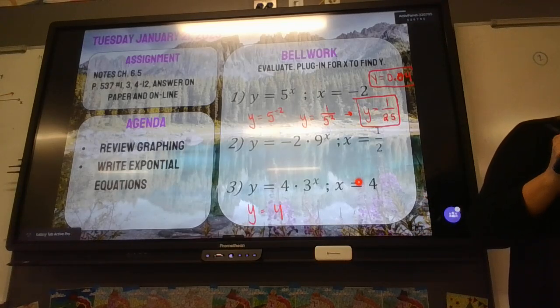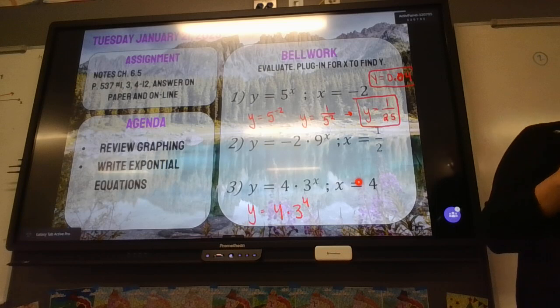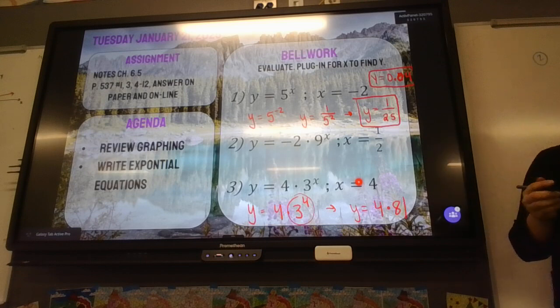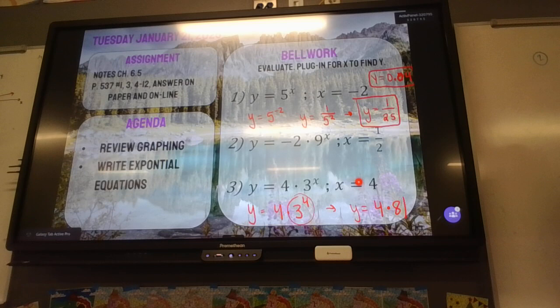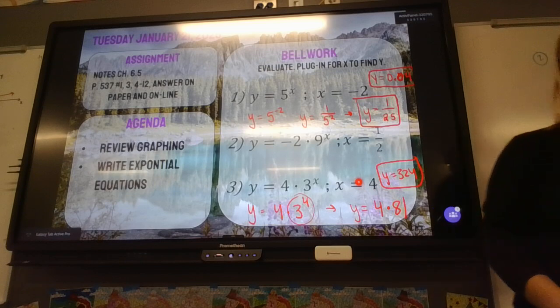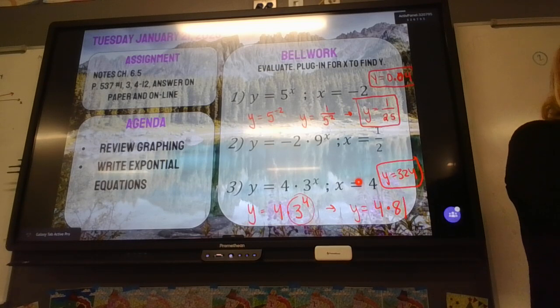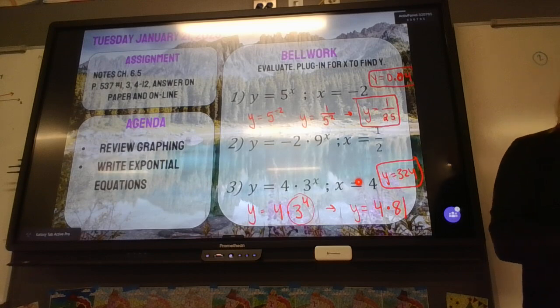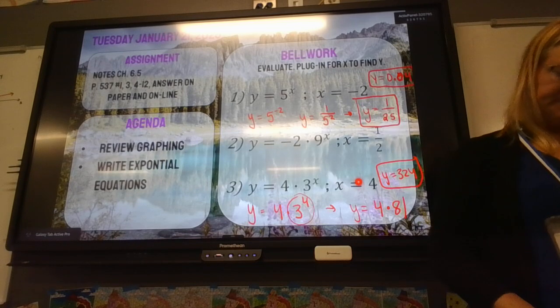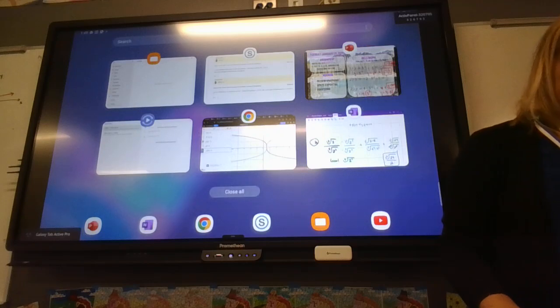So it's 4 times 3 to the 4th power. 3 to the 4th takes the priority in the order of operations. So that's 4 times 81. Gabe, what'd you get? Y equals 324. Anybody have questions about exponents before multiplying? Plugging in and evaluating. All right.